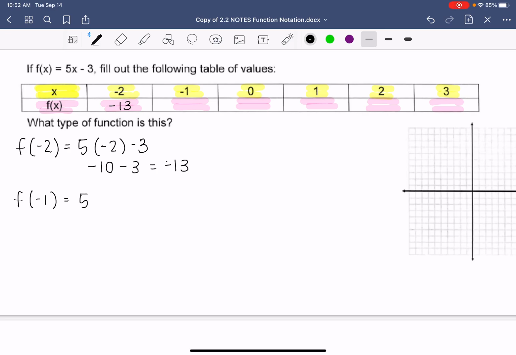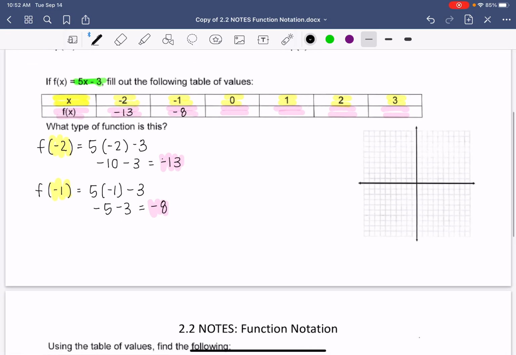So the next one is f of negative 1. So we have 5 times negative 1 minus 3. 5 times negative 1 is negative 5 minus 3, which is a negative 8. So negative 8 goes under negative 1 because negative 1 was my input. And then negative 13 and negative 8 were my outputs so far.